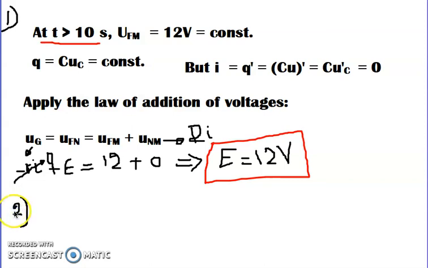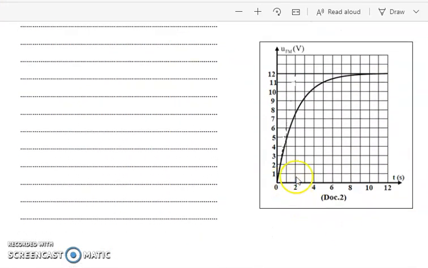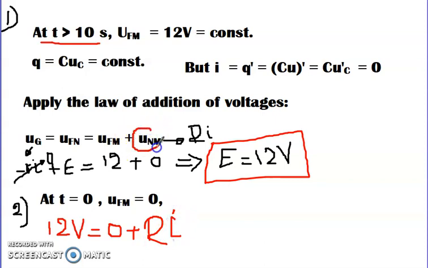Part 2, here it is. At t equal to 0, the voltage across the capacitor is 0, right? Here it is. The voltage is 0. Okay? Good. So the voltage is 0 across the capacitor. If you replace here, this means that E, which is 12 volts, is equal to 0 plus R i. That's Ohm's law across a resistor, but at the instant 0.